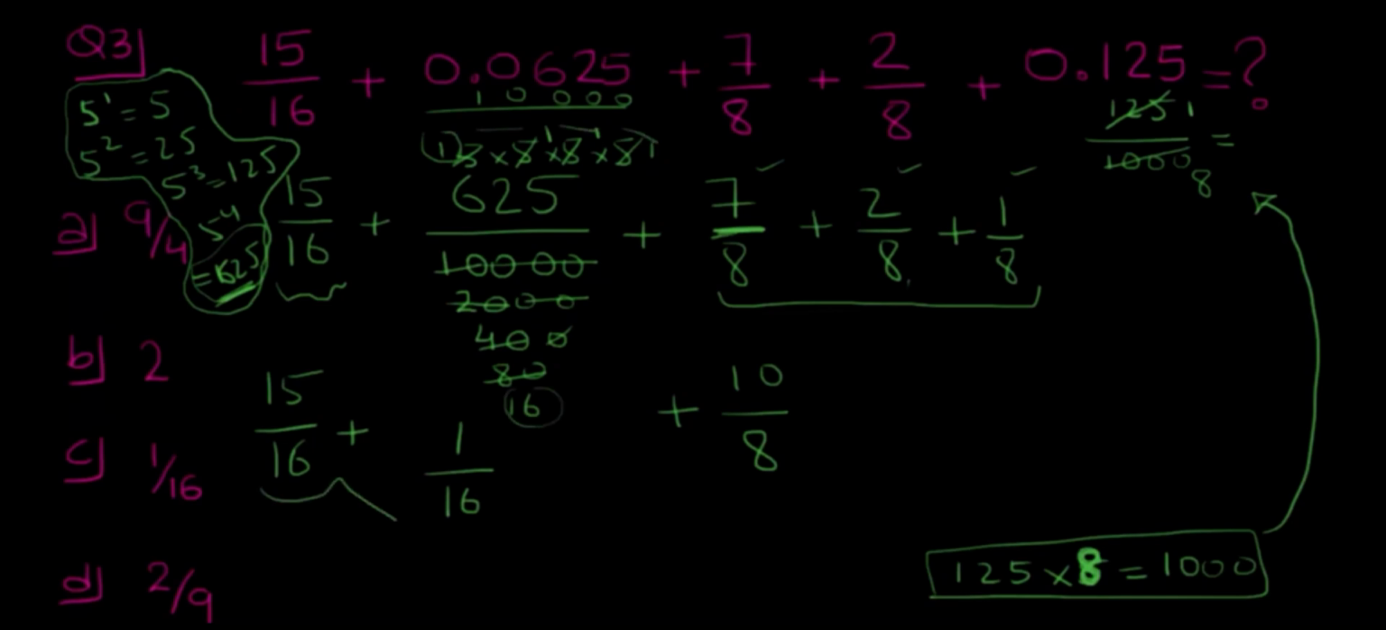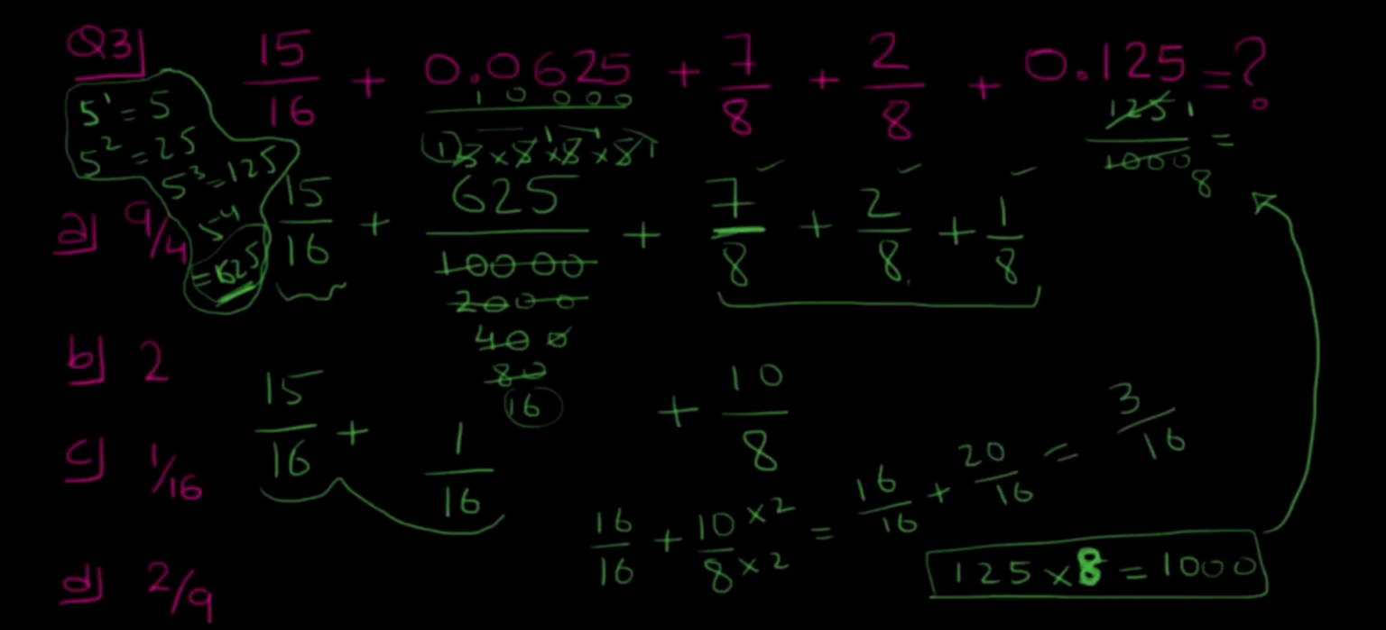So that's 15 over 16 plus, so when I add them both together, I get 15 over 16 plus 10 over 8. Should I make both the denominators the same to be able to add? I'll multiply this by 2, and I'll multiply this by 2. That gives me 15 over 16 plus 20 over 16. That's 35 over 16.